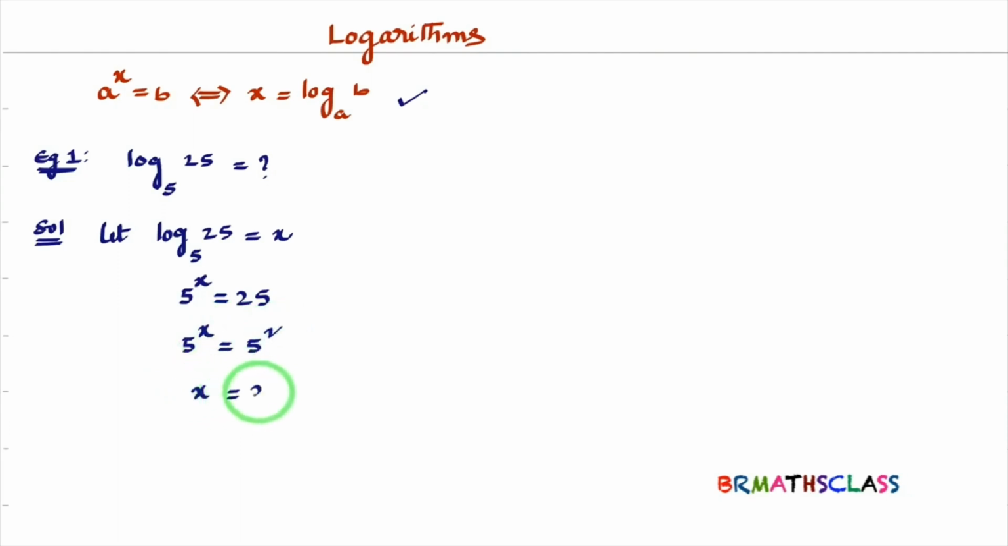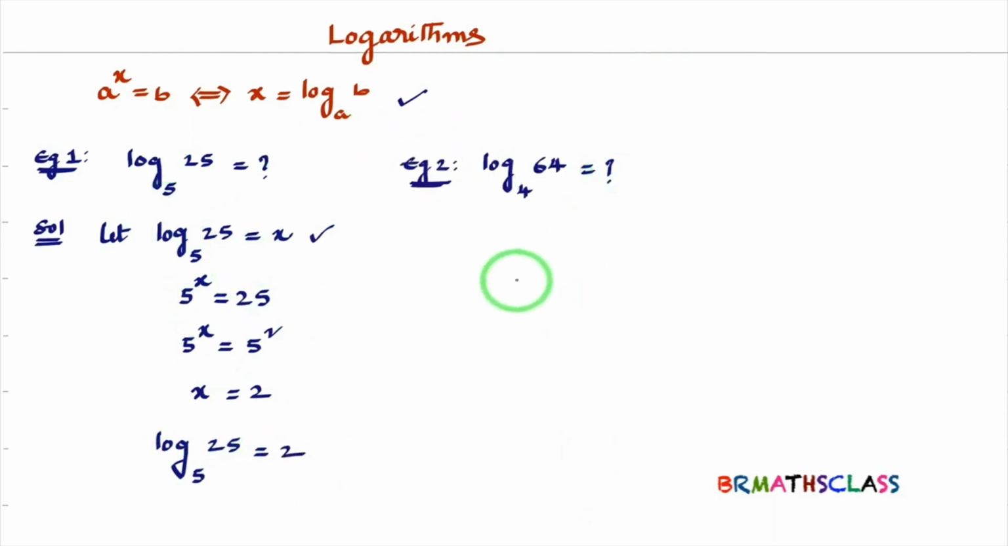So what is x here? x is 2. What is x? x is log 25 base 5. So log 25 base 5 is equal to 2. Now we'll try to understand this with one more example. Suppose you want to calculate the logarithm of 64 base 4, how will you calculate?